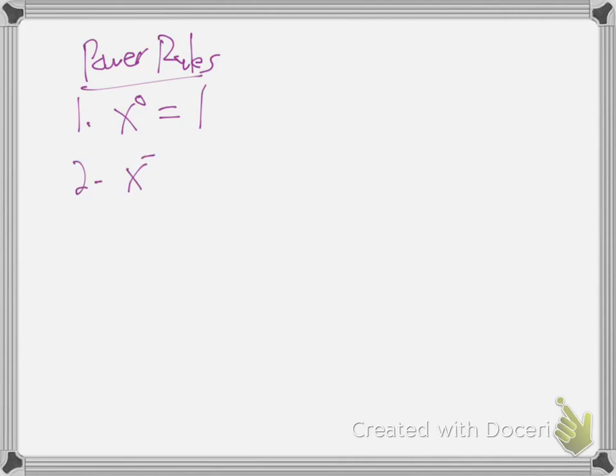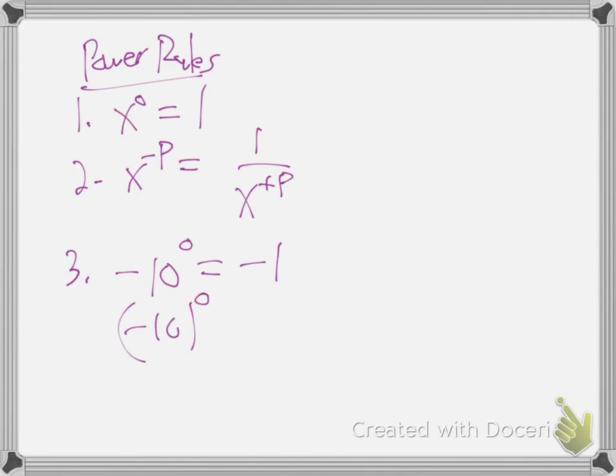Anything to the negative p power or whatever, that's 1 over x to the positive version of that power. Do you remember that negative powers flip things? Do you remember that rule from algebra? Negative powers flip it, make it a fraction, and then the power becomes positive after the flip. Do you remember that? And so another rule, if you have like -10 to the 0 power, that's actually -1, and (-10) to the 0 power like that is +1. Just want to make sure that's really clear.